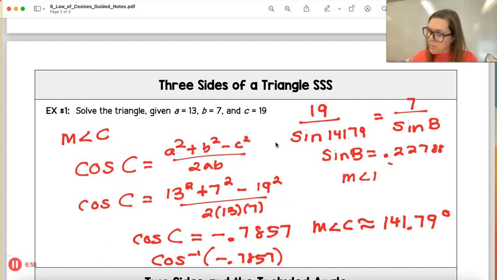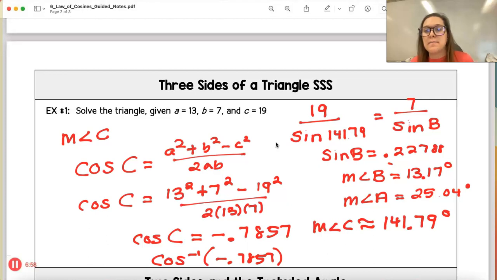Tells me that the measure of angle B is equal to 13.17-ish degrees, which then I can easily find angle A, right, by subtracting those all from 180. So 180 minus 13.17 minus 141.79 gets me about 25 degrees. And now, depending on how you're rounding, you might be off a few decimals, but it'll get you there and close enough, right? Okay, there we have that one.